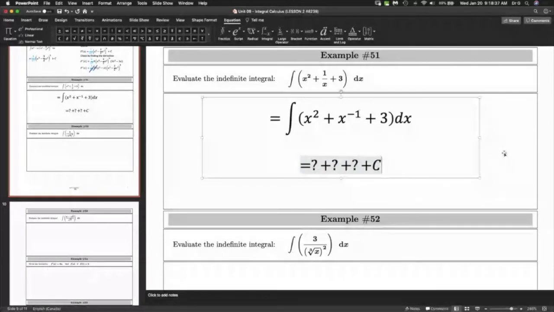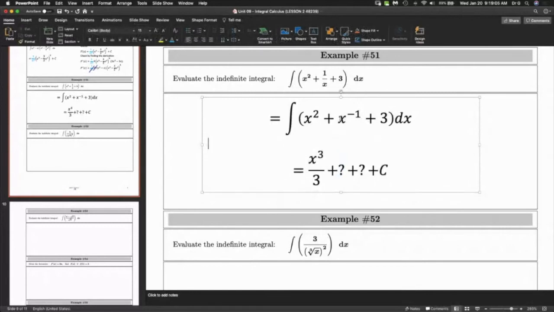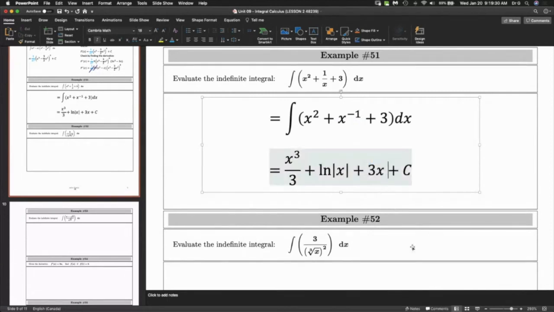Jai. Okay, can I have another volunteer in the chat? What's this one here? This one's the tricky one. What's the antiderivative of that? Oh, Brian. And finally, we have the 3. What's the antiderivative of 3? Thank you, Ravindra. Very nice.